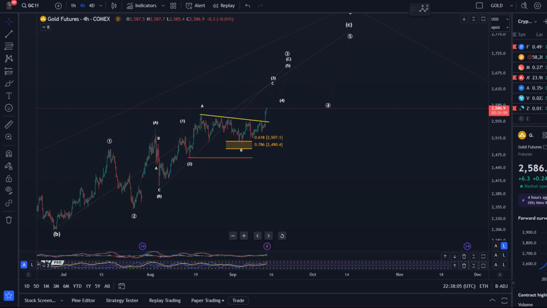Gold has also broken out to the upside. That was according to expectations and based on the wave count. And the support area did hold as well at 2,490. And it seems like this C wave to the upside is now unfolding.